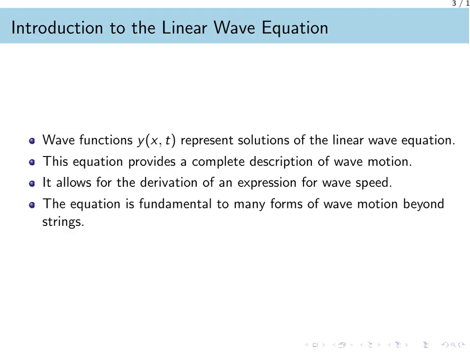The linear wave equation is a mathematical description that completely characterizes wave motion. Any wave function, which we represent as y of x and t, serves as a solution to this equation. By studying this relationship, we can derive an expression for the speed at which a wave travels through a medium. While we often use strings as a primary example, it is important to remember that this equation is fundamental to many other forms of wave motion found in nature.